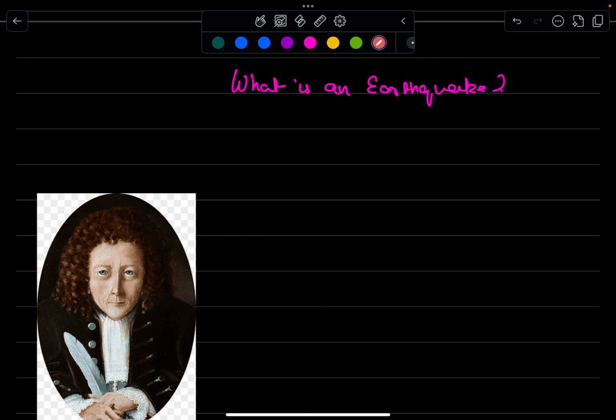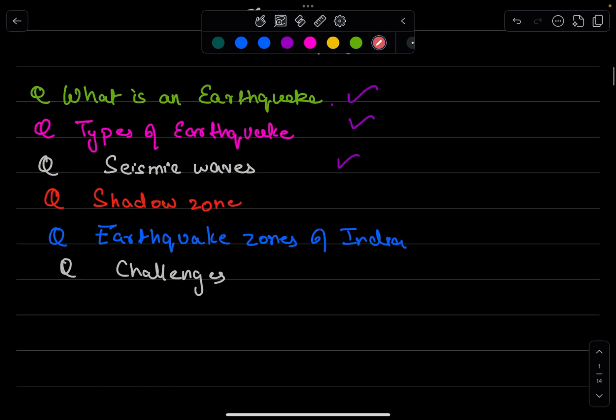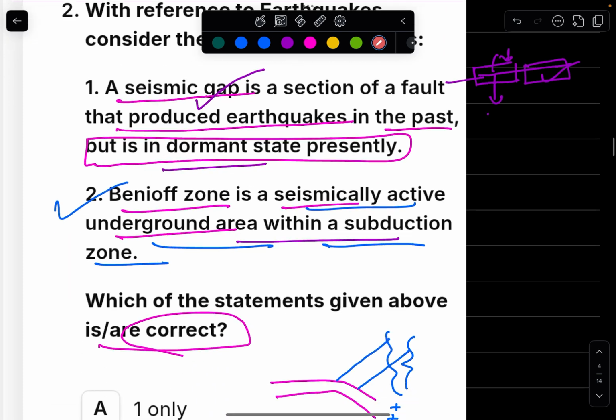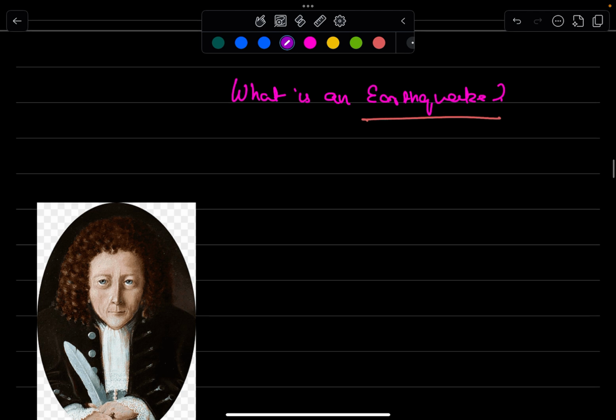Now first let's talk about what is an earthquake. I'm not going to waste your time, so we are going to just jump into it. Although we have so much to see, I will go through each and every one of them. So first of all, we are talking about what is an earthquake. Looks very simple, but it is not. When we are going to understand it, it will become a little complicated. However, I am going to simplify it for you.